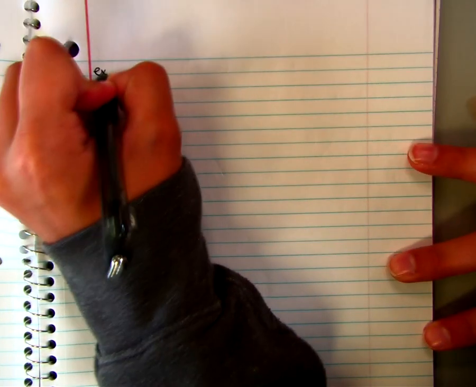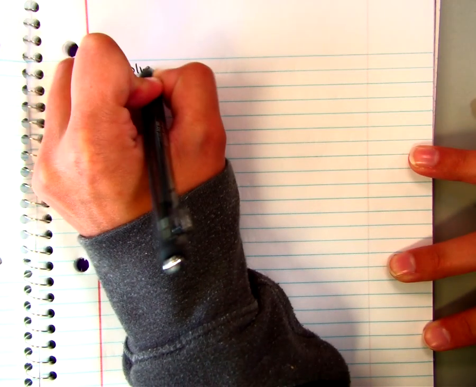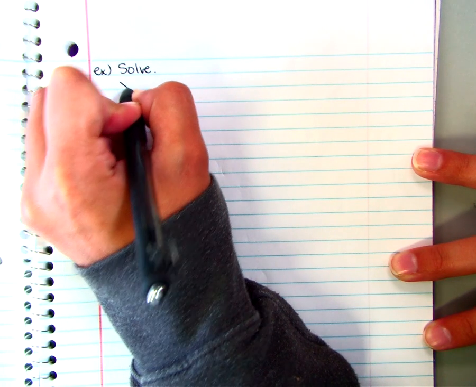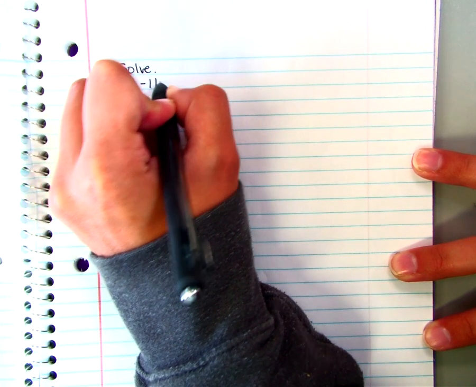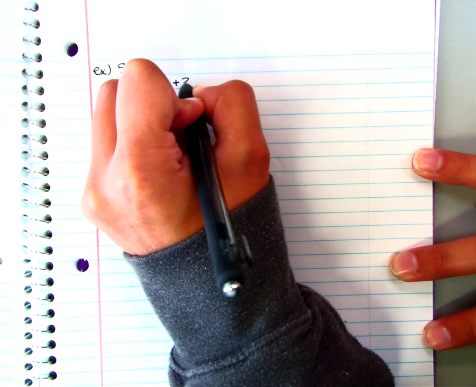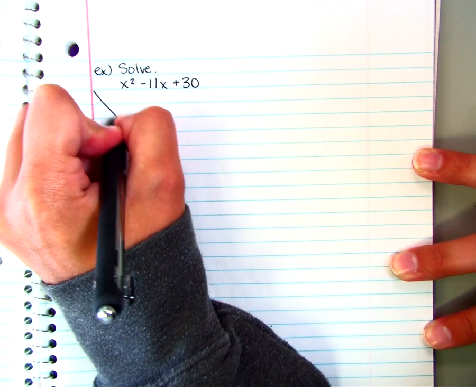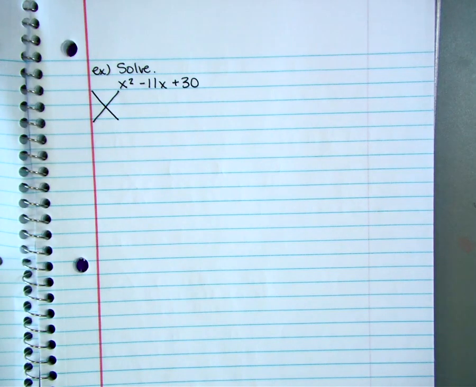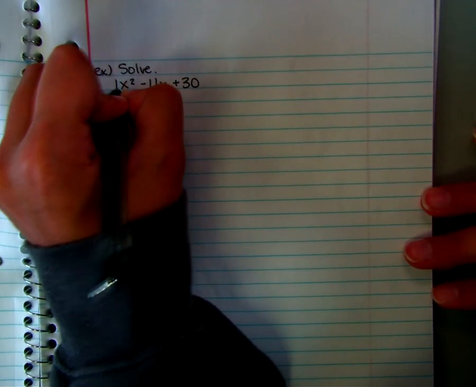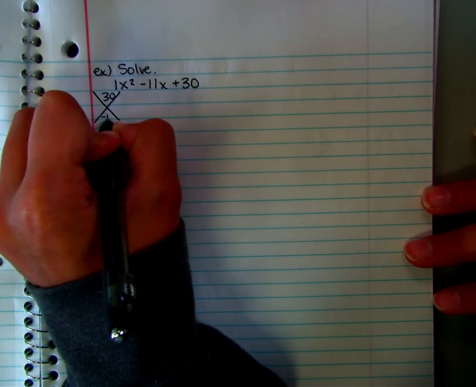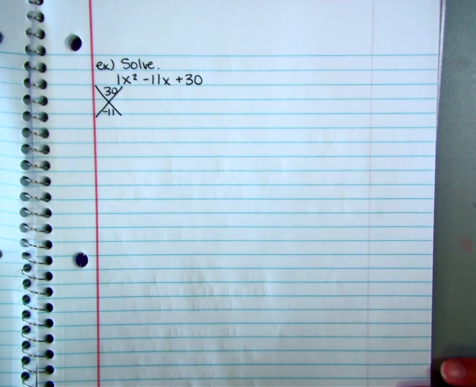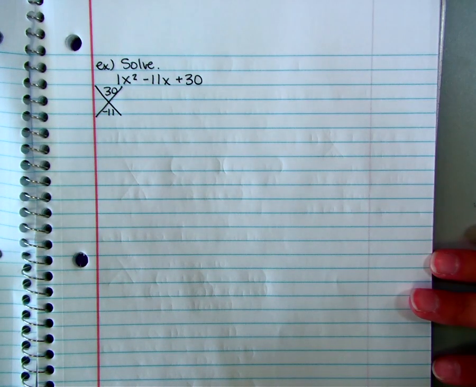So another example, solve. So we'll have x squared minus 11x plus 30. We'll go ahead and draw our x. Multiply a times c. Remember, a is 1. We're finding two numbers that multiply to give you 30, but add to give you negative 11.